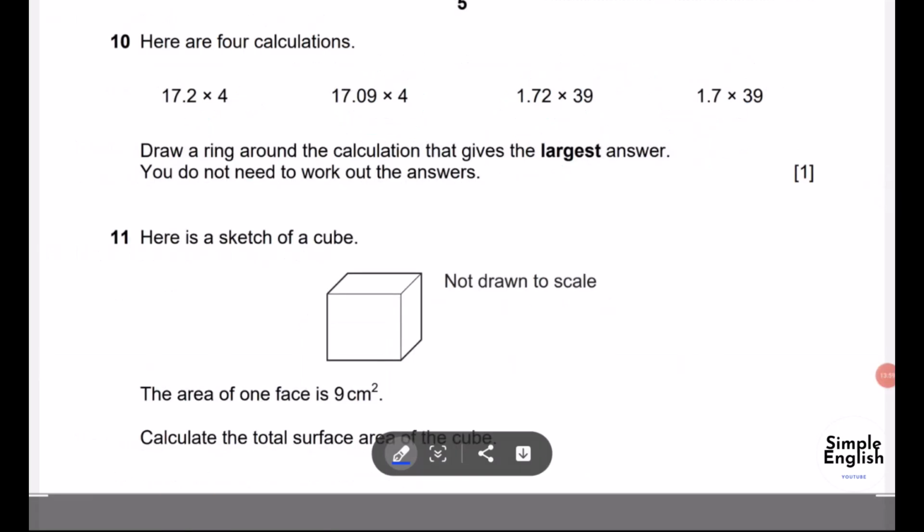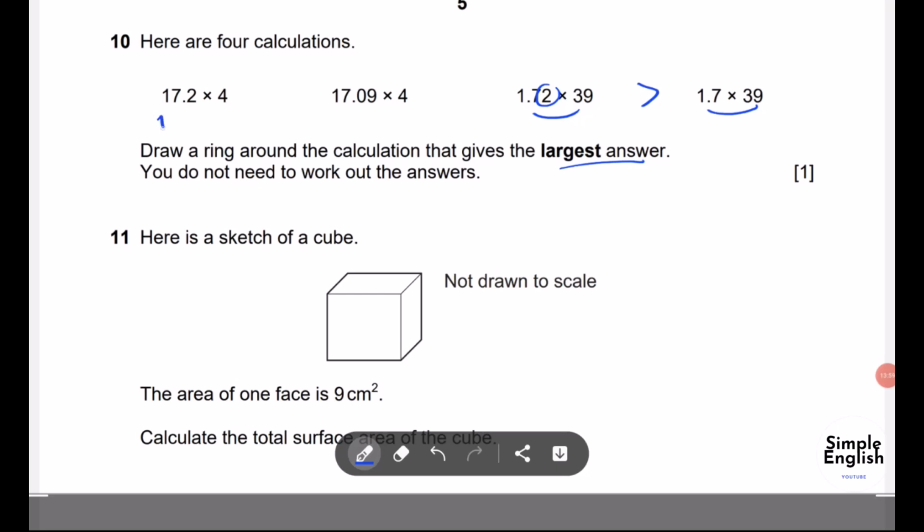Here are 4 calculations. Draw a ring around the calculation that gives the largest answer. Remember, it's the largest answer. So we need to compare. The first thing we need to compare is the last two pairs, right? The last pair, I'm sorry, is 1. This one must be bigger, right? How about the first two?